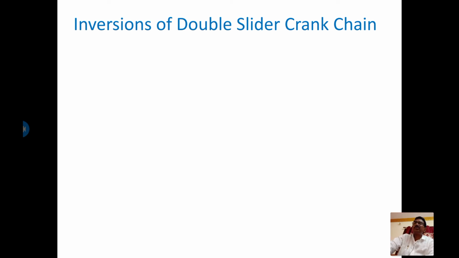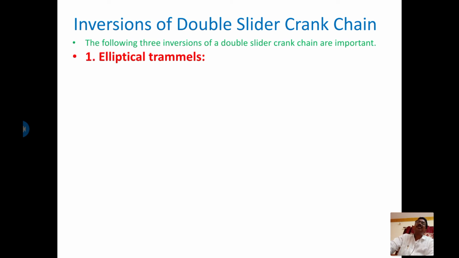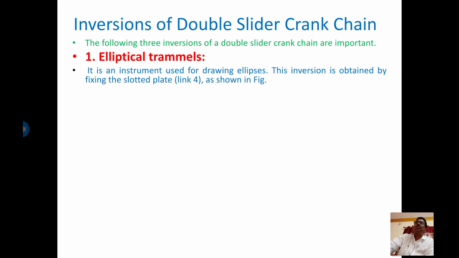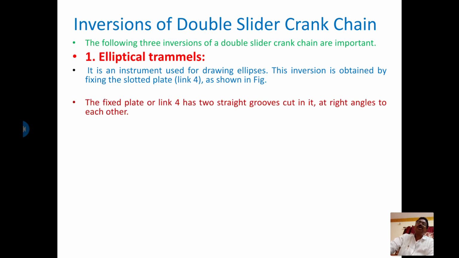Now we have to discuss inversions of the double slider crank chain. Different inversions are there. First one is the elliptical trammel. An elliptical trammel is an instrument used for drawing an ellipse. So to draw the ellipse, this can be used. This inversion is obtained by fixing the slotted plate.